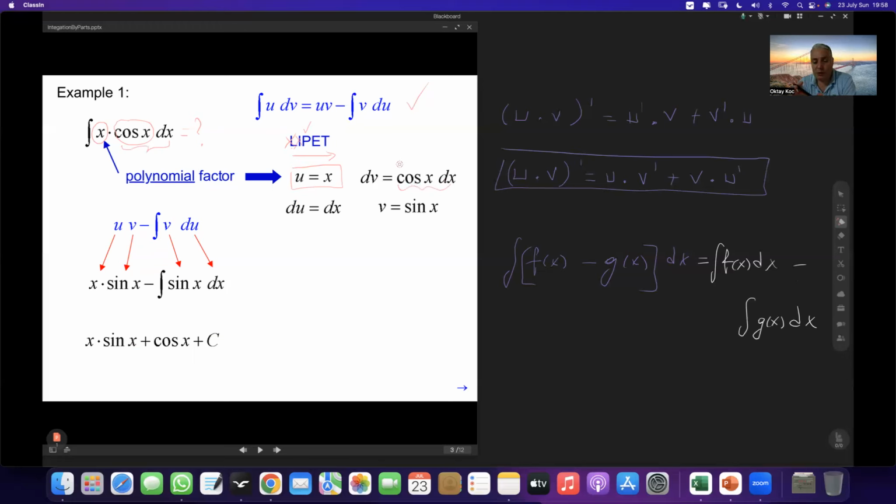So one more time, the rule is this, in this order: logarithmic, inverse trigonometric, polynomial, exponential, and then trigonometric. From left to right, if something appears first, we call that one u. So as you've seen, x is a polynomial function, and we call it u. So for the u, we always take the derivative. So our integral is in terms of x, so this is dx. So we are getting the derivative with respect to x. So du is equal to dx.